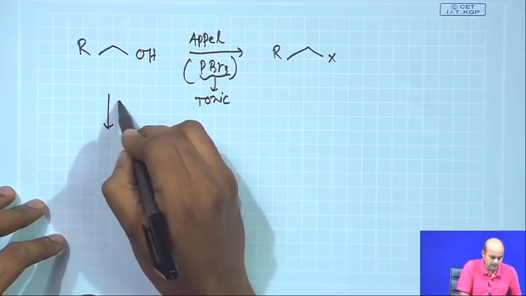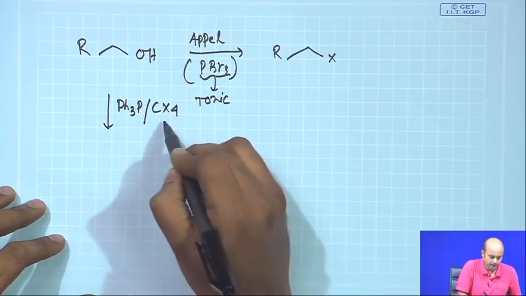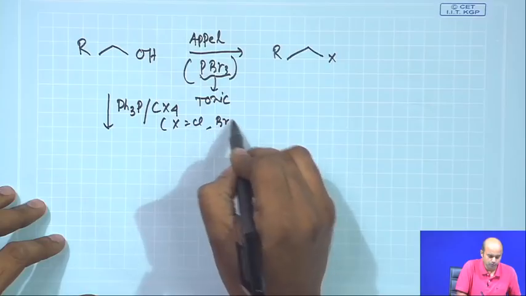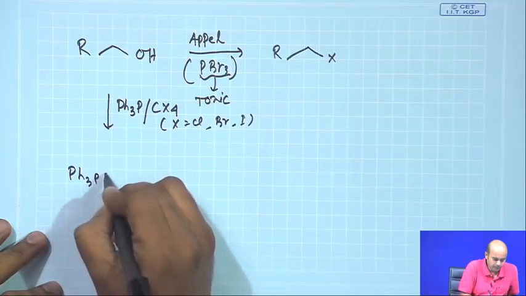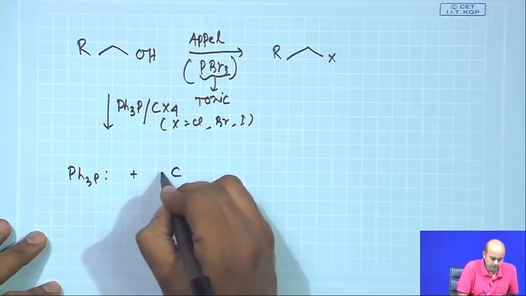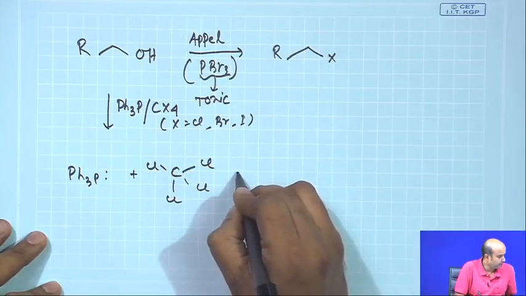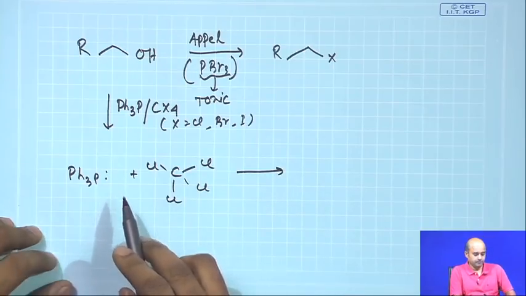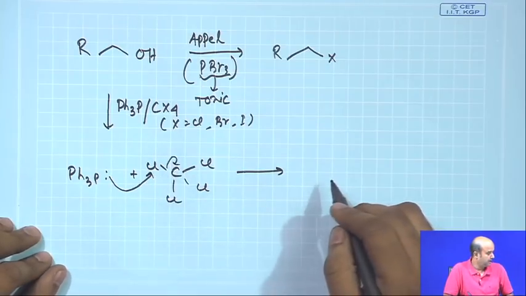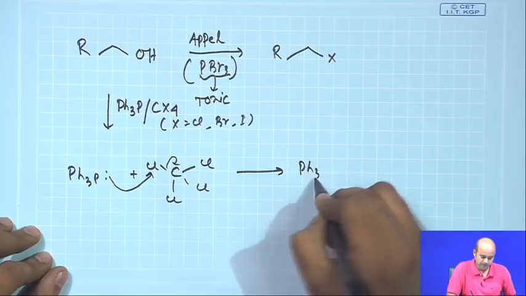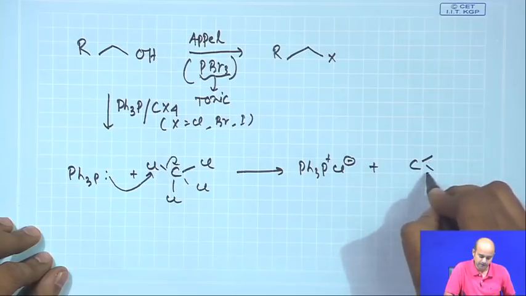Now, for the Appel reaction, what is the reagent condition? They use triphenylphosphine and a corresponding CX4, where X stands for chloro, bromo or iodo. The mechanism is very simple: you react triphenylphosphine with carbon tetrachloride. I have taken carbon tetrachloride. So, initially this Ph3P tries to attack one of the chlorines, and this gives you Ph3P-Cl plus, Cl minus, plus CCl3 minus.